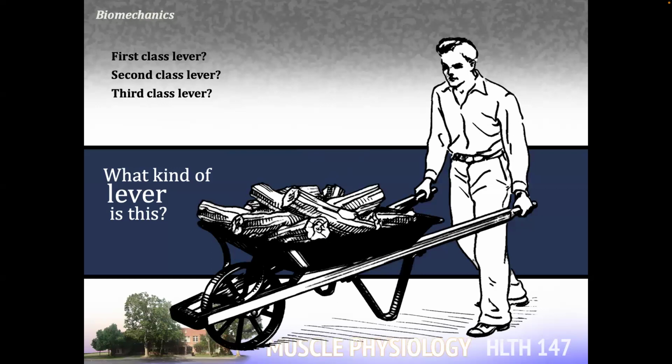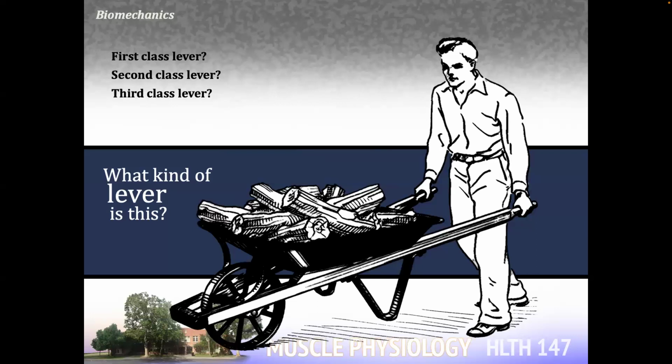We know it's not a first class lever because the fulcrum is on one end, right? It's not in the middle. The fulcrum is at the end. So it has to be either a class two or three lever. Class two is strong. Class three is weak. It's fast, but weak. We'll talk about that soon.